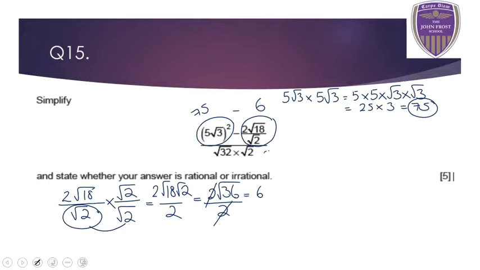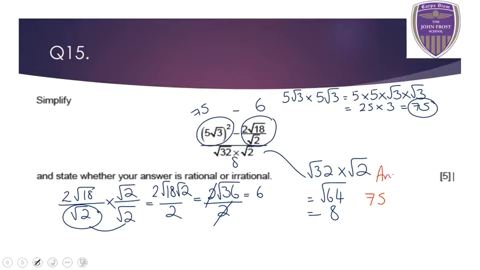On the denominator, root 32 times root 2 is the same as root 64, which is 8. So the answer to that is 8. So let's put it back in, okay? So you end up with 75 minus 6 all over 8, which is 69 over 8, which is definitely rational because it's expressed as a fraction.